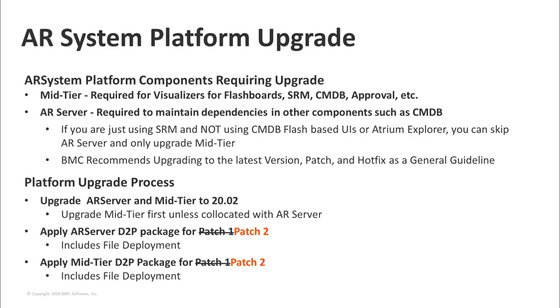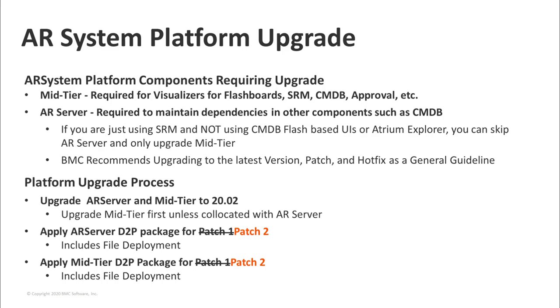So the upgrade process is fairly simple. You need to upgrade AR server and the mid-tier to 2002 first. And generally, we recommend upgrading mid-tier first, before AR server, unless they're co-located on the same box. Then you need to apply the DDP package for patch 1 for AR server, and this does include a file deployment, so you'll need to make sure you run the file deployment utility. And then you also need to run the DDP package for patch 1 for the mid-tier, which also includes a file deployment. And that's all you need to do to upgrade both the AR server and the mid-tier.